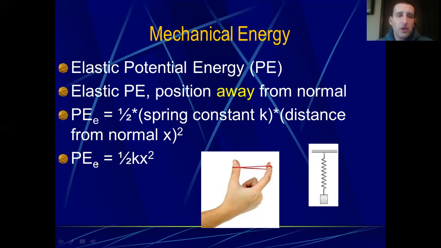So the elastic potential equation is 1/2 kx squared, where k is the spring constant, right? You have tight springs, you have loose springs, you have tight rubber bands, loose rubber bands. So that k value varies on the material, but we call it the spring constant because for a given material, it tends to stay constant. And then we have x, which is how far we're stretched away from normal.